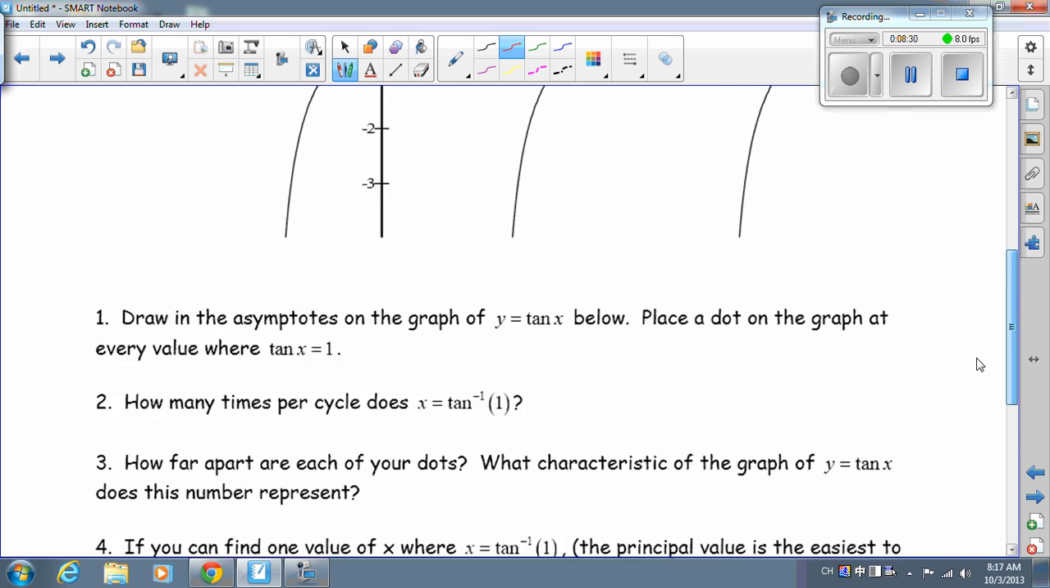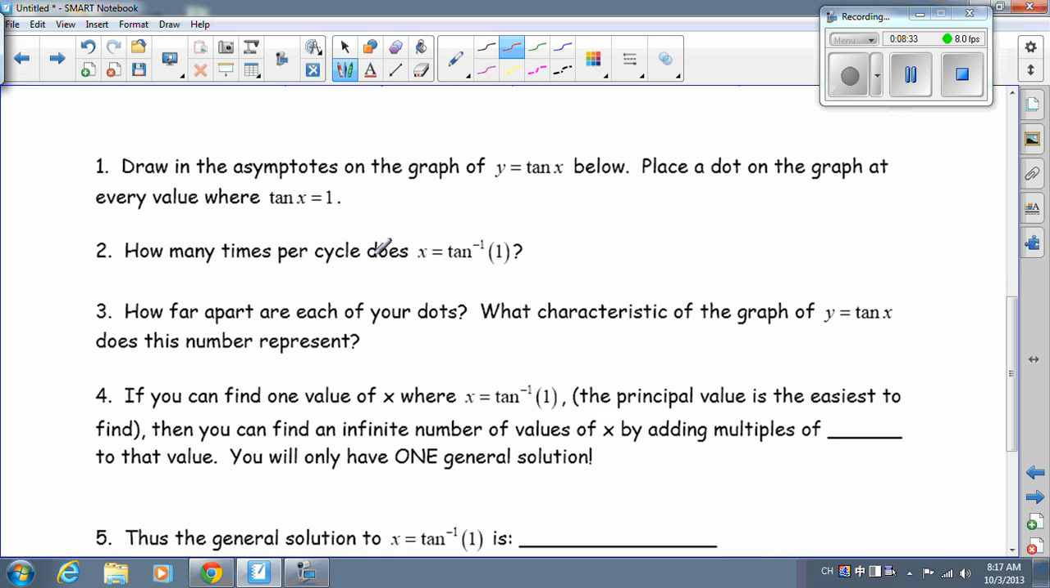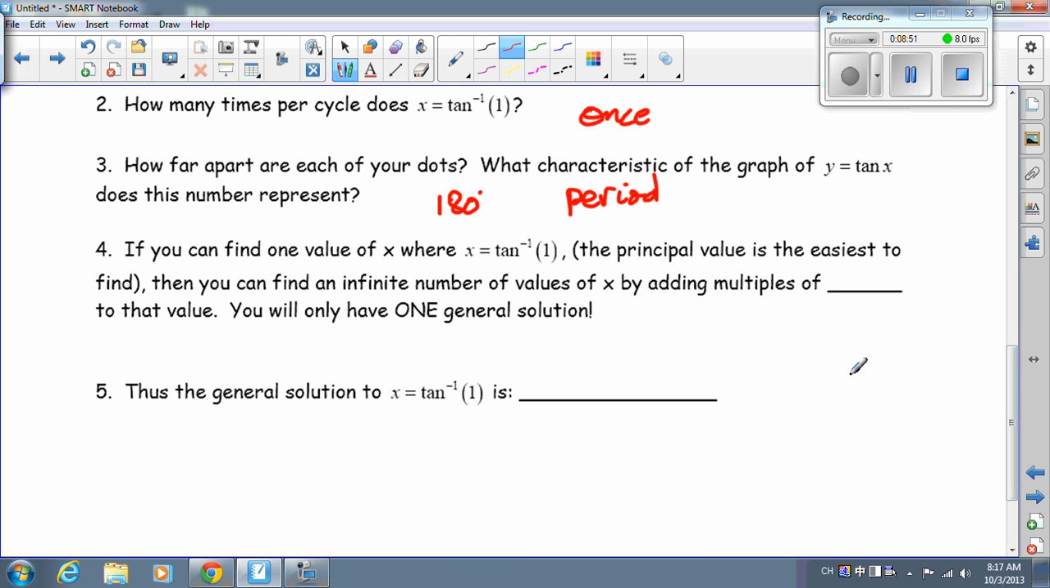Now, how many times per cycle does x occur? We only see it once. Only one time every cycle. And how often do we see 1? It's every 180 degrees. Keep in mind, that's the period of our tangent. The period of tangent is 180. Sine and cosine are the ones with 360. Now, you can find an infinite number of values if you keep going.